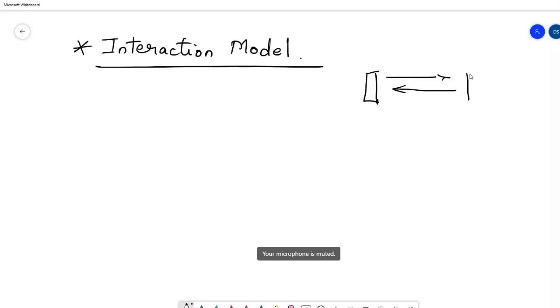Okay, so mainly the interaction model would help us to understand how different elements in an object model interact with each other. We have already studied object modeling. We have seen how objects are defined, how they are represented in a pictorial form. The same thing we'll be seeing in the interaction model.